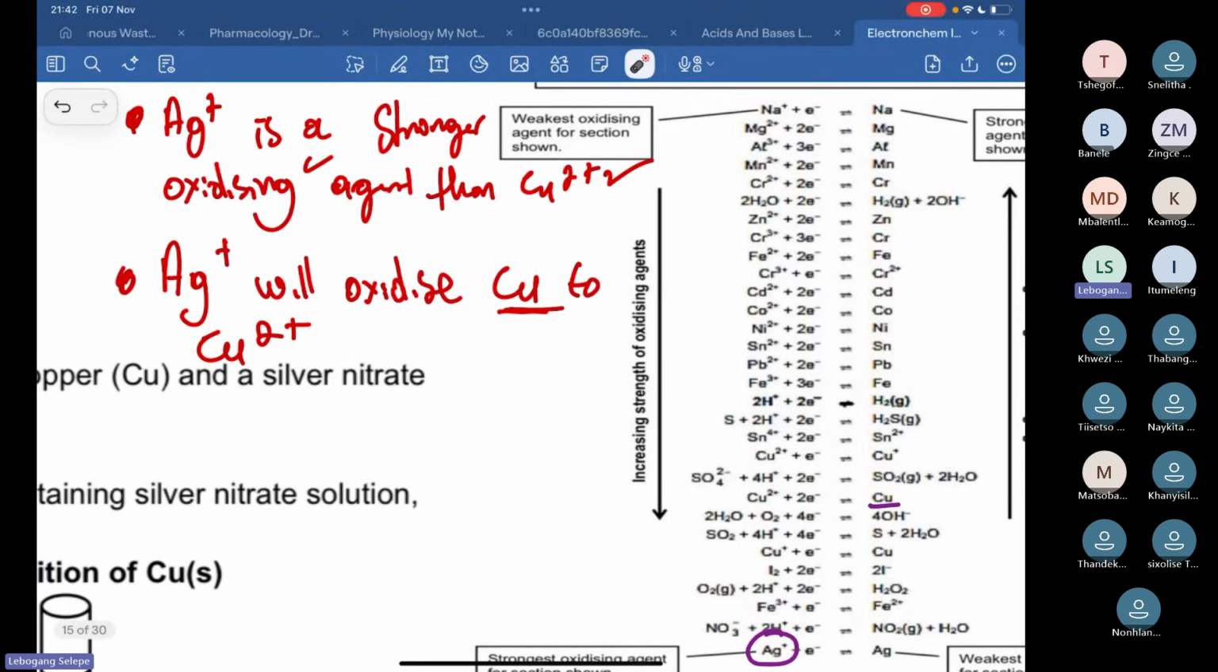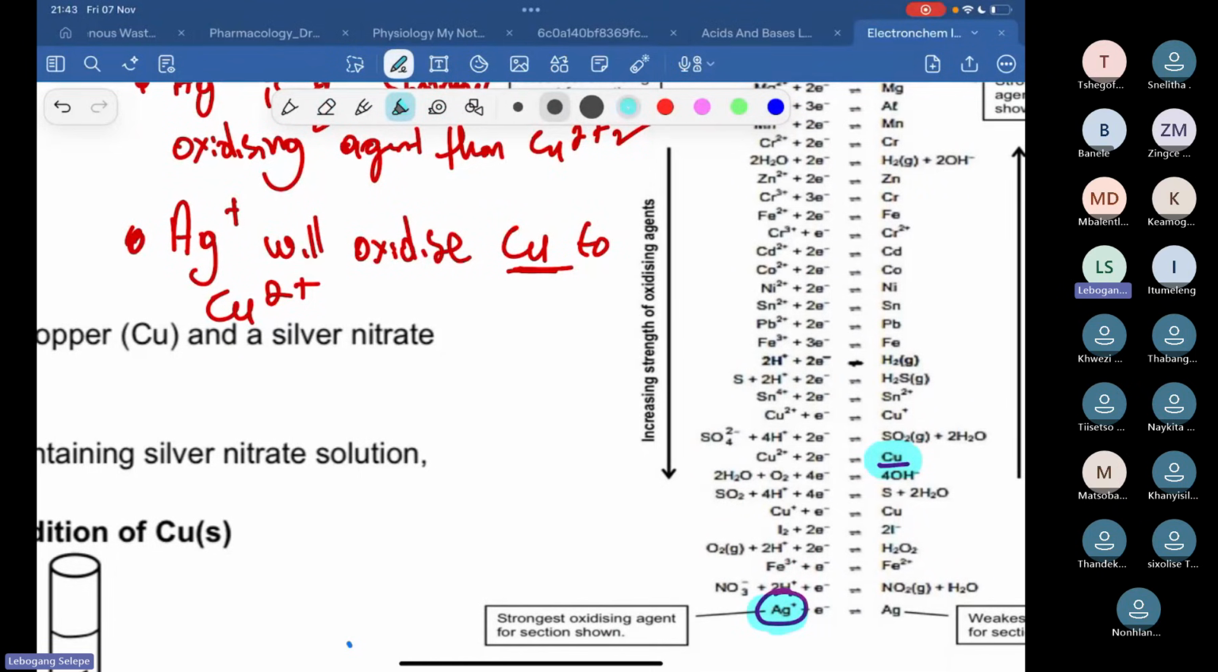Since Ag+ will oxidize Cu2+, that means that Ag+ is the giver of electrons, and then the Cu2+ will accept the electrons. No, it's incorrect. The giver is Cu, the acceptor is Ag+. That won't change.